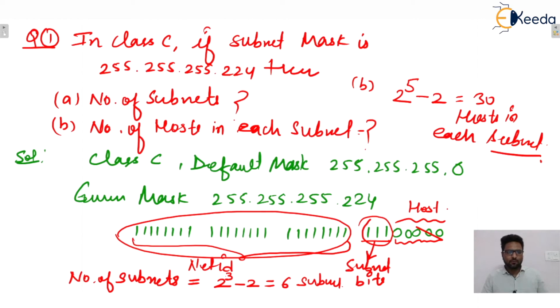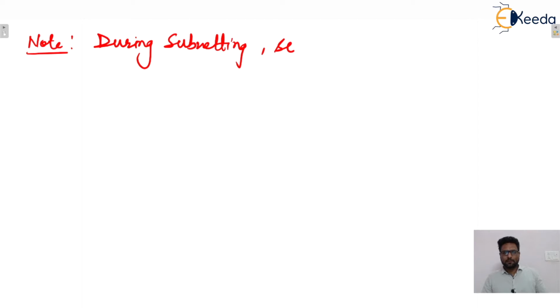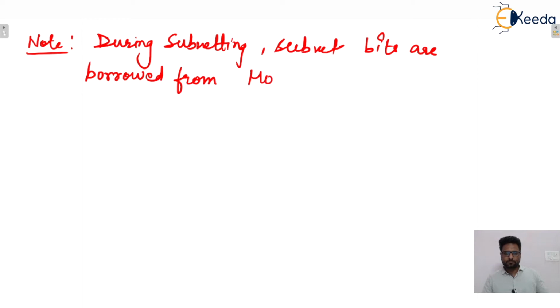So write down one note. In this note, you can write down: during subnetting, subnet bits are borrowed from the host portion. Similarly, let's say a subnet mask is given and any IP address of any subnet is given to you, then perform a bitwise AND to get the subnet ID. We'll see one by one.